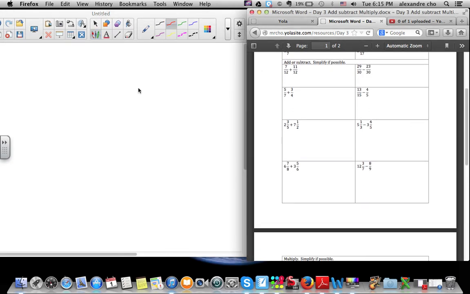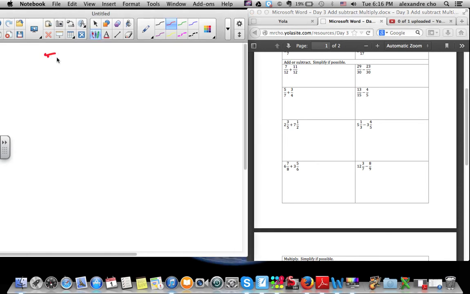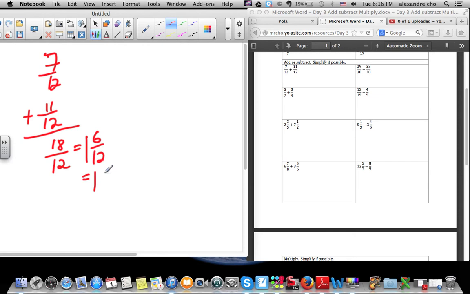And here are 7 12s. 7 12s plus 11 over 12. I don't know why I wrote it this way, but 7 and 11 is 7 plus 11, which is 18 over 12, and that is an improper fraction, which we can simplify. 12 goes into 18 one time, 6 left over, or you can write that as 1 and a half. Okay, because 6 12 is the same thing as 1 and a half.